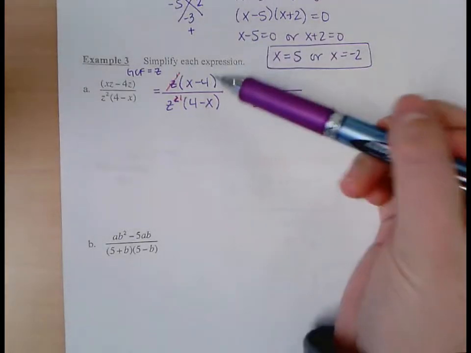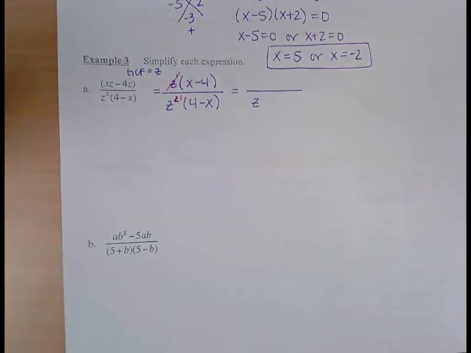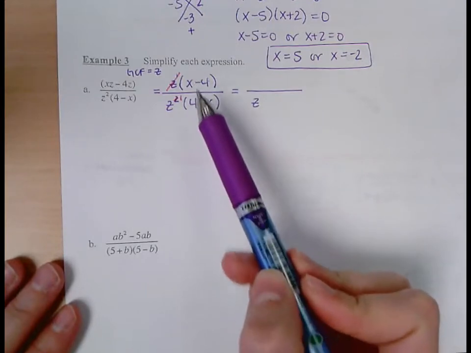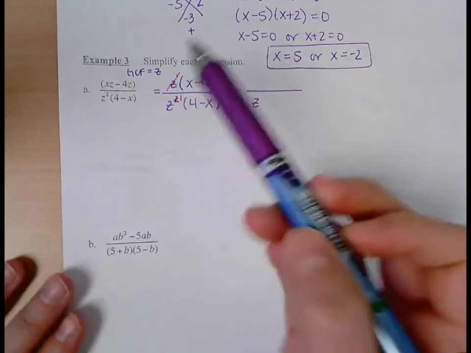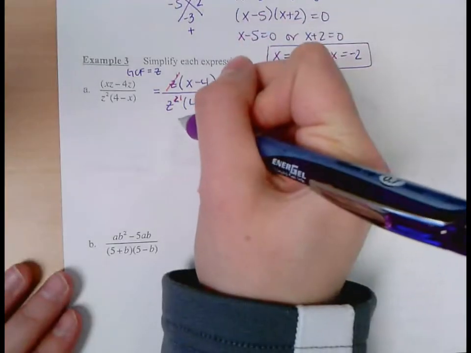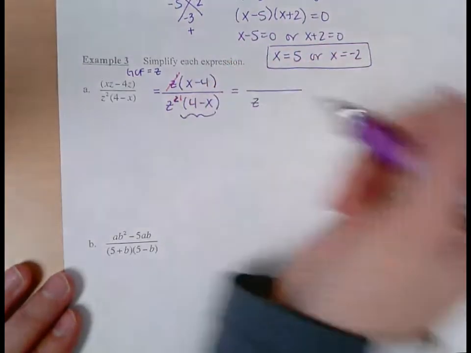If it was x plus 4 and 4 plus x, then they're the same. With subtraction, they're not the same. However, you could make these the same if for one of them, and it doesn't matter which one, you factor out a negative 1.